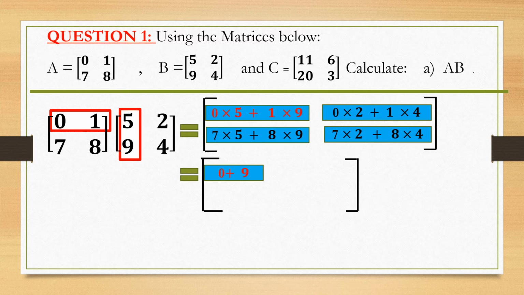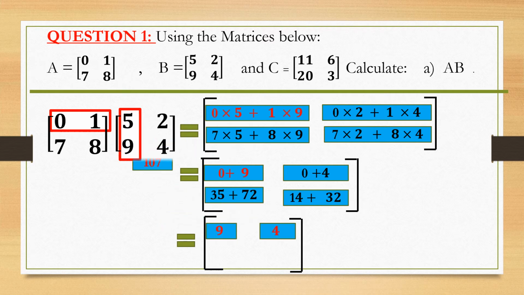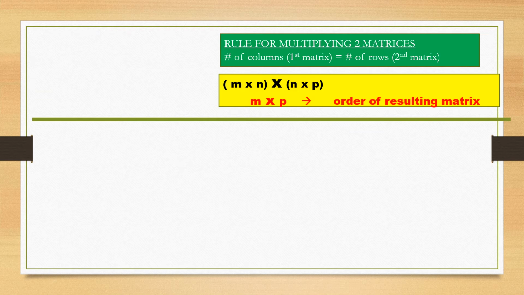0 times 5 is 0 and 1 times 9 is 9. 0 times 2 is 0 plus 1 times 4. 7 5s are 35. 8 times 9 is 72. And then 7 2s are 14. And 8 times 4 is 32. We're going to add all of that and we're going to get 9, 4, 107, 46.